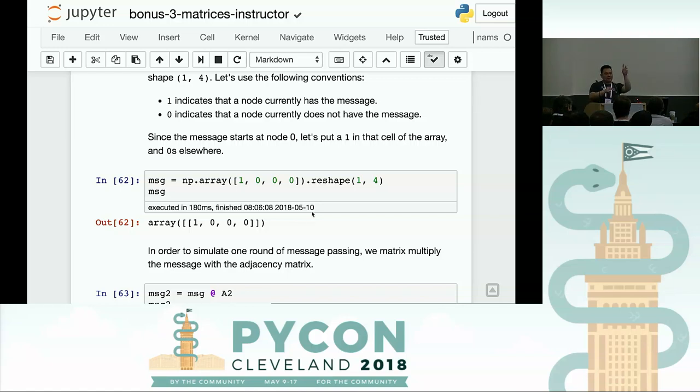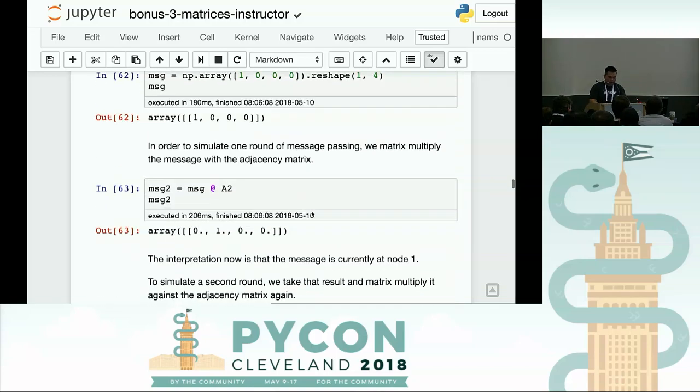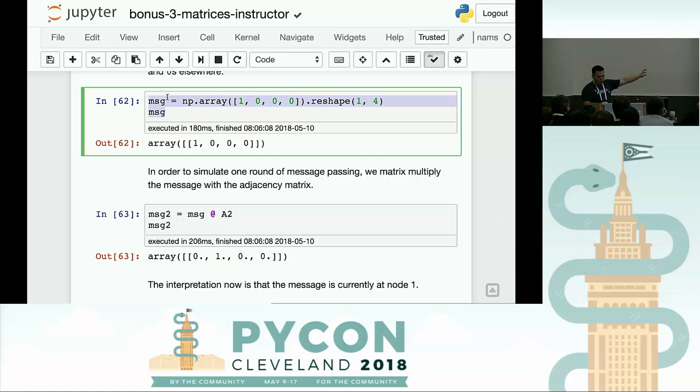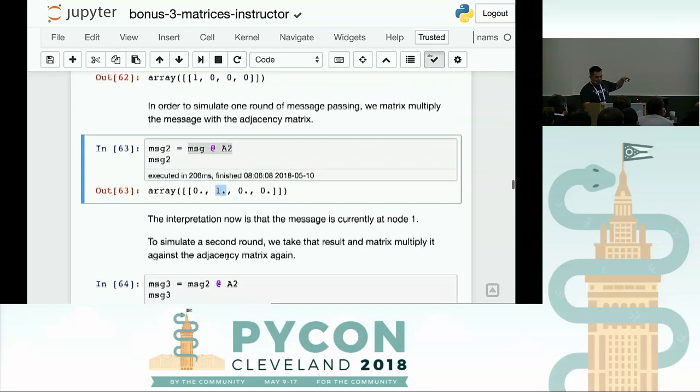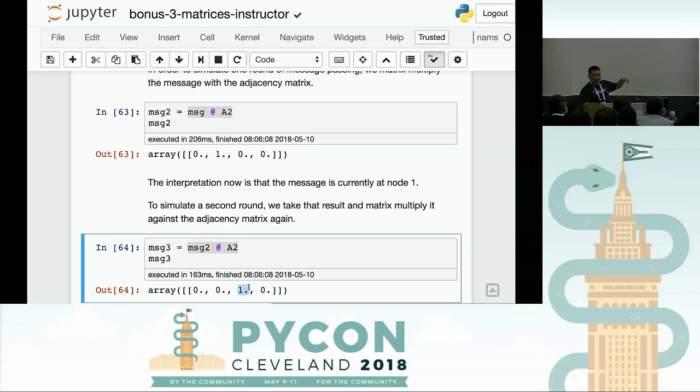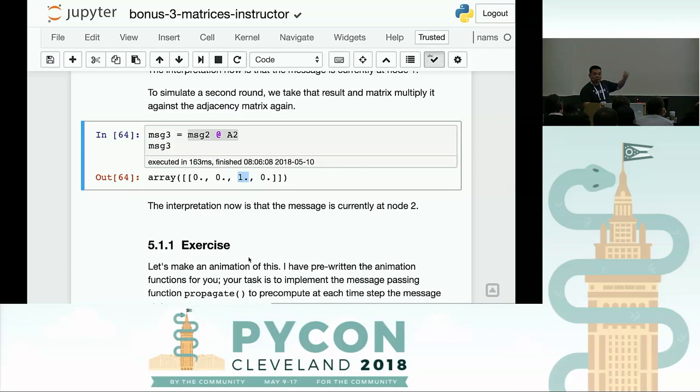Then we take the matrix-vector multiply, and we'll get back another vector, which indicates where the message is conditioned on the adjacency matrix. Where has it spread to? If you look at the code, in this directed chain graph, this toy example, the message starts at node 1 and is nowhere else. If we matrix multiply it against the adjacency matrix of the directed graph, now that message has moved on to that second node. If we continue doing it, now it's moved on to the third node, and so on and so on.